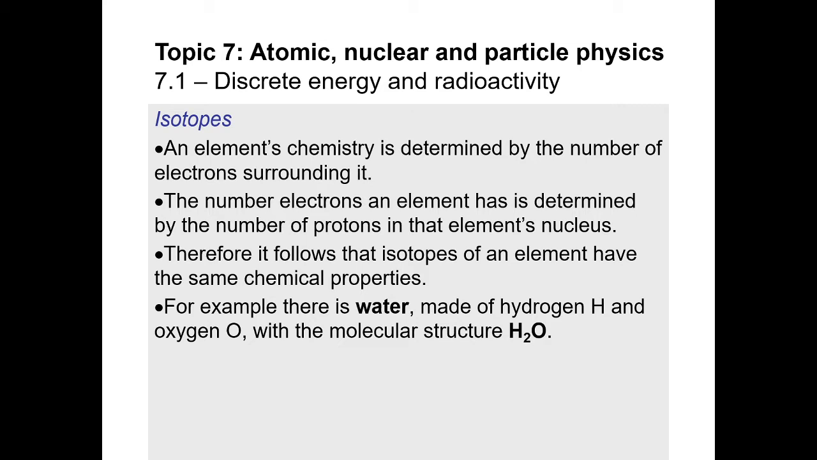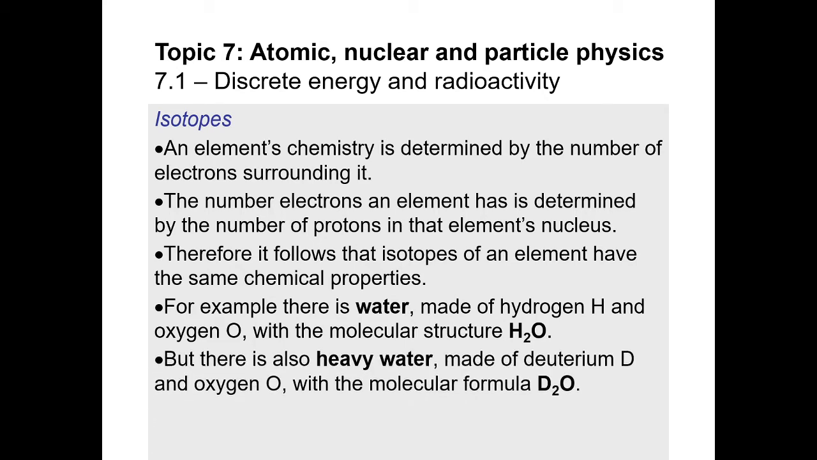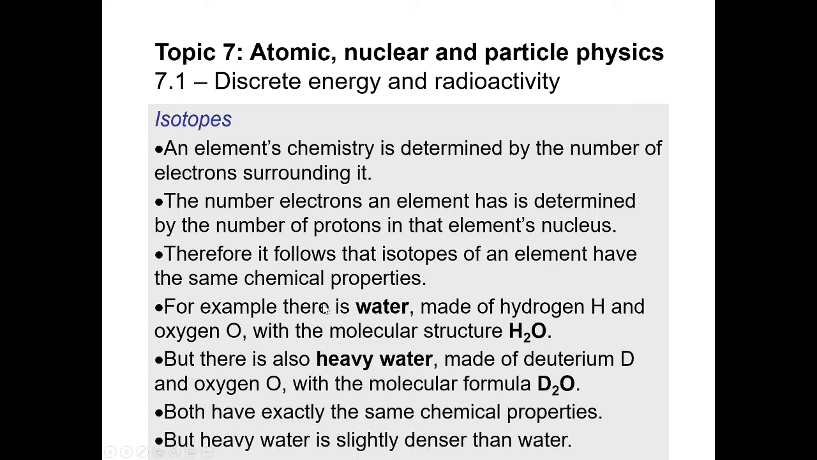Take water, for example. You're probably familiar with the chemical structure H2O, two hydrogen atoms and one oxygen atom in a single molecule of water. But there is something called heavy water. Heavy water is made with an isotope of hydrogen, deuterium. So instead of H2O, it's D2O. And this is actually a denser form of regular water. This is an ingredient very popular for use in some nuclear reactors, as you will learn more about in grade 12 physics. Both of those have the same chemical properties, but as I just said, heavy water is slightly denser than regular water.